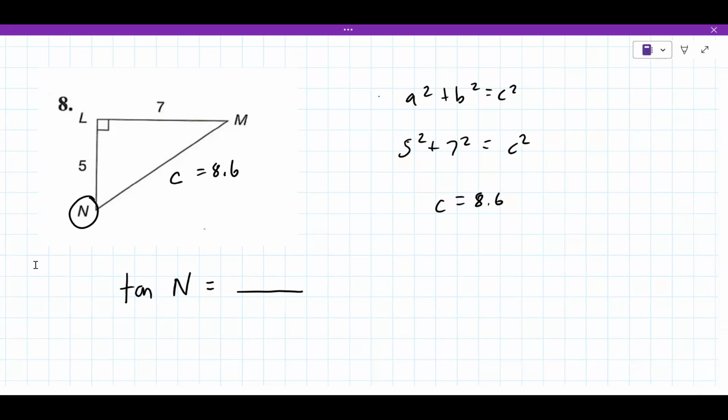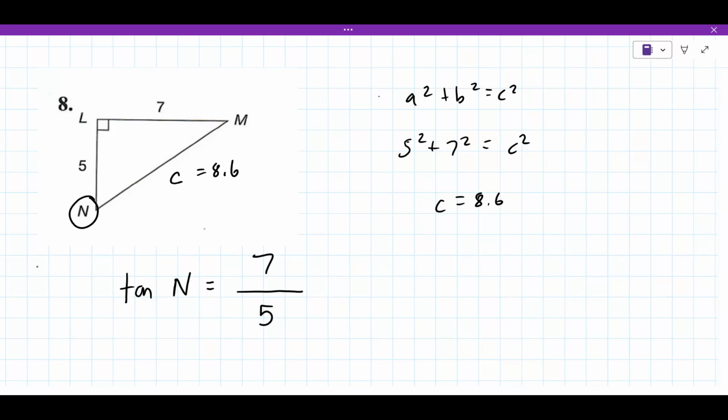TOA, right? Yeah, opposite over adjacent. Yes. Okay. Now, what is opposite to N? So 7. Yes. And then adjacent. 5. Very good. Okay.